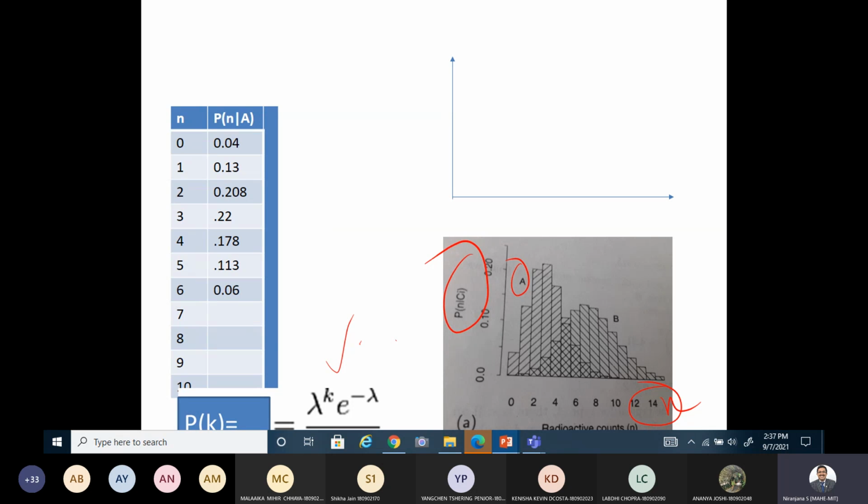Radioactive count. Radioactive count is n, taken along the x-axis. It is not the number of trials. Don't get confused. In this problem, it is taken as radioactive count as the variable. Okay. Because typically we take n as a count. Don't confuse. In this particular example, they have taken radioactive count as n. It's a variable they took along the x-axis.